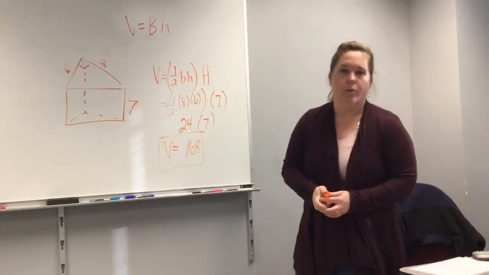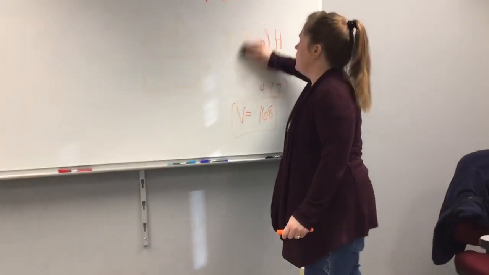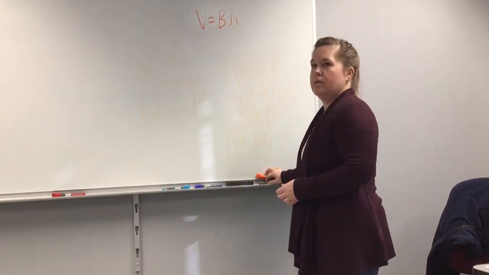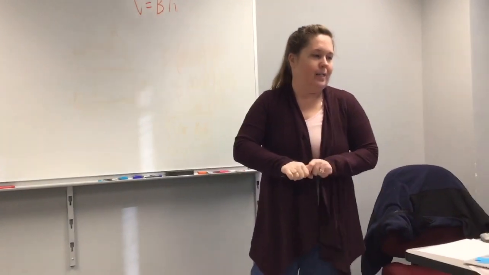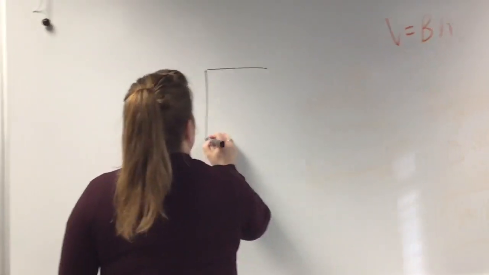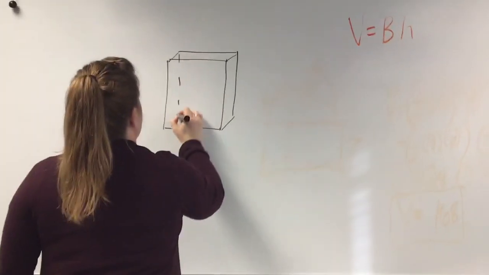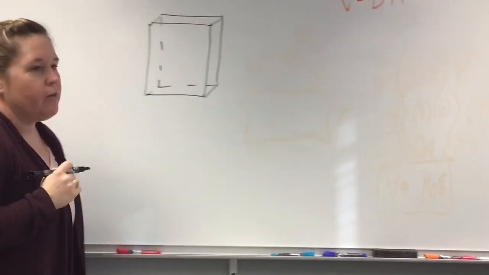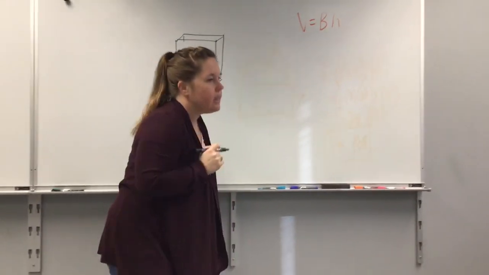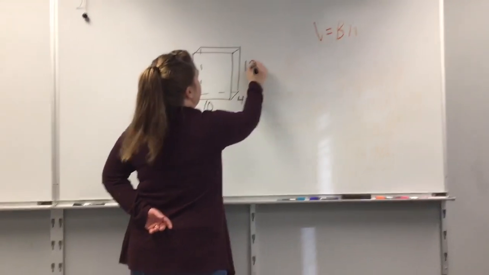Now the next example is a little bit easier. We've got a prism that is rectangular on the base. So again, let me try and draw it up here. It's not going to be the best. So there's my rectangular prism. Okay, let's fill in the sides. The sides have a length of 10 and 4 and a height of 12.